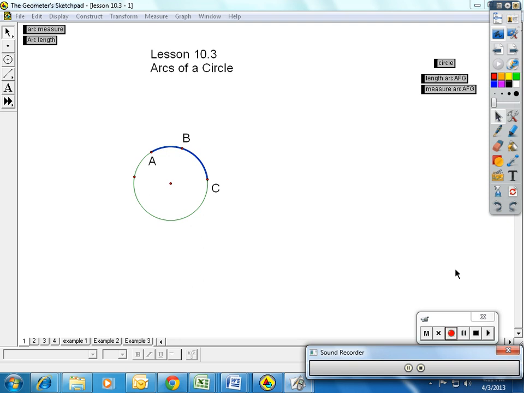Back into class here, lesson 10.3. We're going to be talking about arcs now. We've mentioned arcs. You've been exposed to them somewhat. This arc here is a minor arc because it is less than half of the circle in the fractional part that it takes up. Now this would be a major arc because I've gone over the 50% mark of the circle.